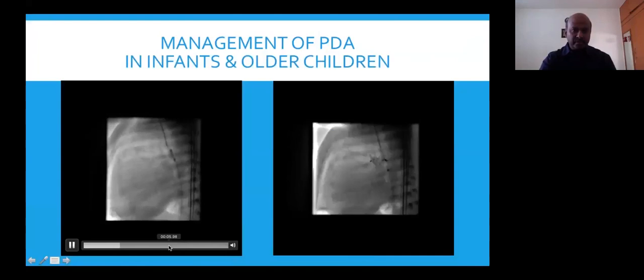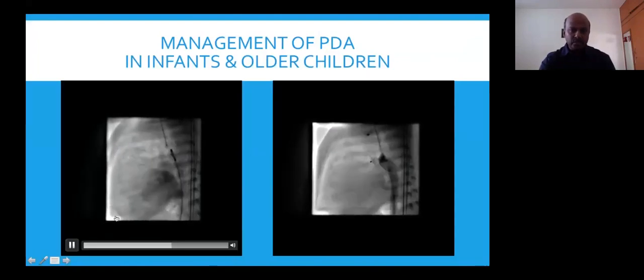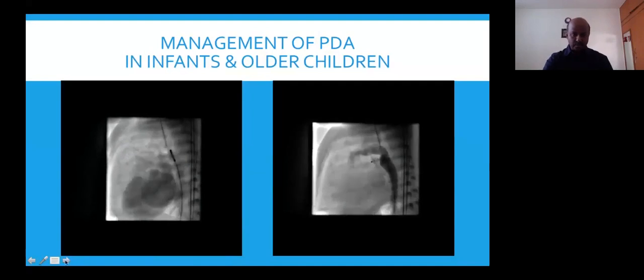So here is an example of a ductal device closure. Again, you see a fairly large ductal shunt here, which has been closed using an Amplatzer duct occluder. So you have one retention disc in the pulmonary artery, the middle disc in the body of the ductus, and one retention disc in the descending aorta. So this is a retrograde device closure of duct in a small baby.